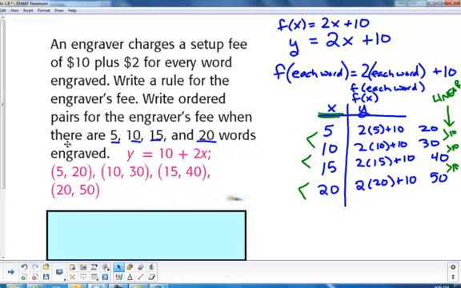And our equation can also be written like that. I always put it in the form of y equals mx plus b. Again, m is the slope, and b is the y-intercept. So if you put your x's first, it's going to make your life easier in the long run.